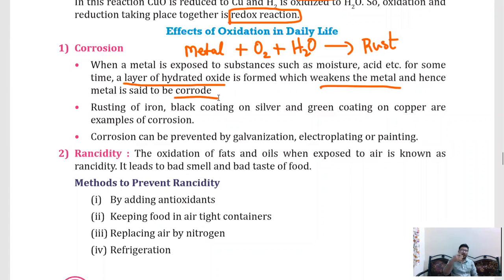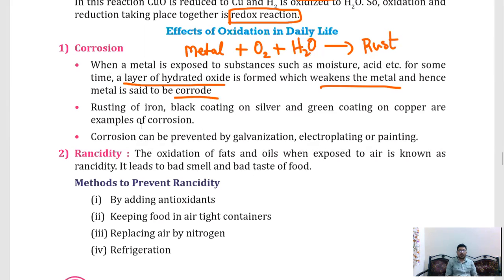That iron got corroded. So you can find the first question in your textbook: why is it advised to rub the magnesium ribbon with sandpaper before burning? Because when magnesium is exposed to the atmosphere, automatically a layer is formed. If you use sandpaper, you can remove that corroded layer, so that it can catch fire easily. If not, it will not catch fire. Rusting of iron, black coating on silver, and green coating on copper are examples of corrosion.